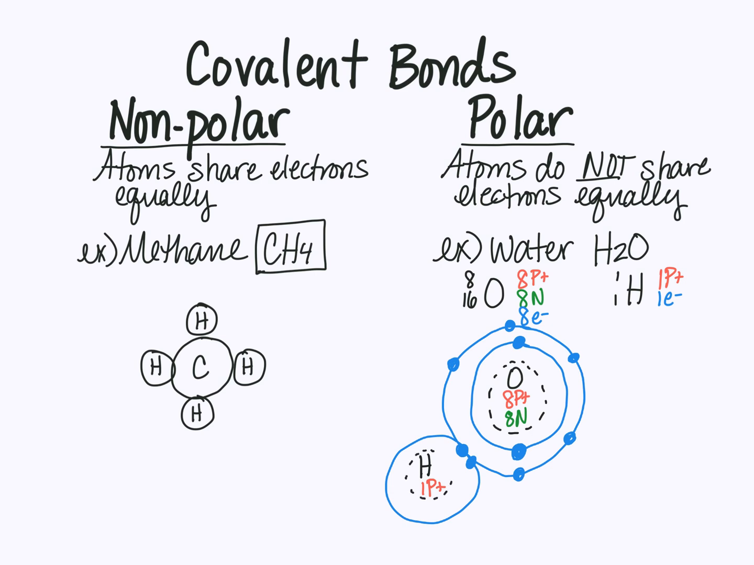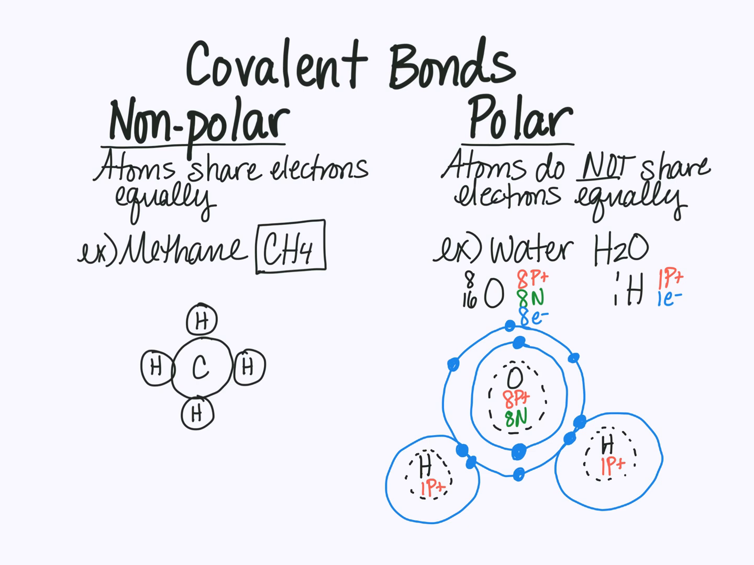Sorry, I forgot to draw the little nucleus around my hydrogen. And then we'll draw another hydrogen down here with our 1 proton. Add our nucleus. And then we'll overlap our electron shell and fill it in with that electron from hydrogen.